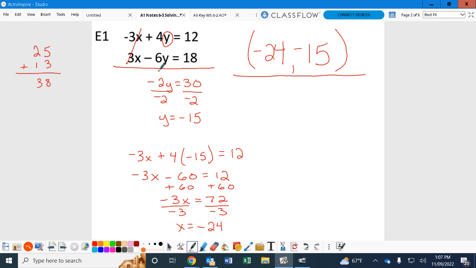Now, guys, they will not all start like that. They will not start where something cancels out immediately every single time. Sometimes you're going to have to multiply something and make it cancel out. Let's show you what we mean.